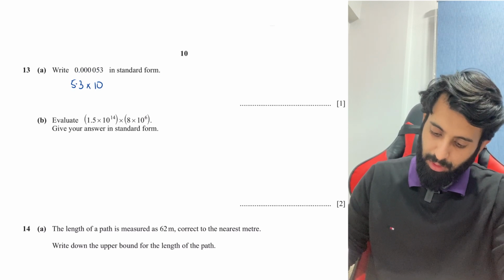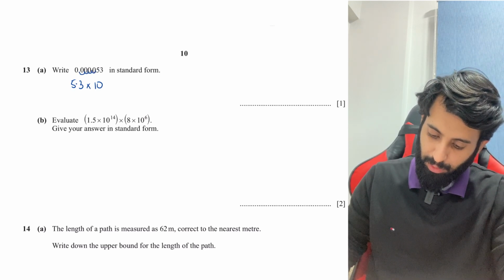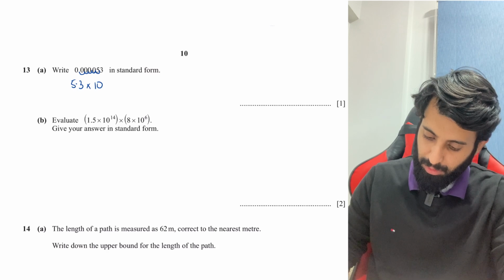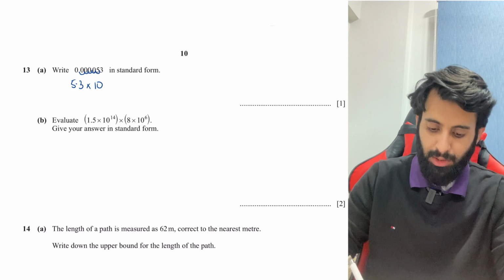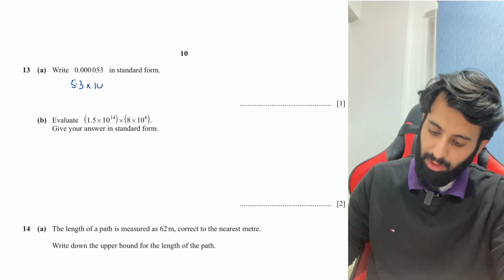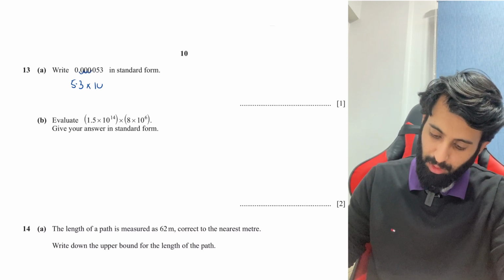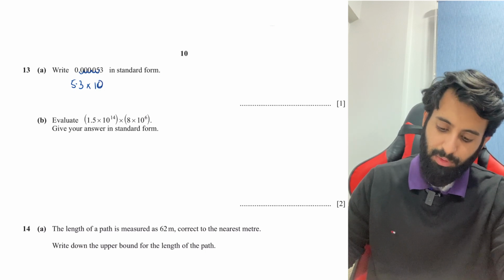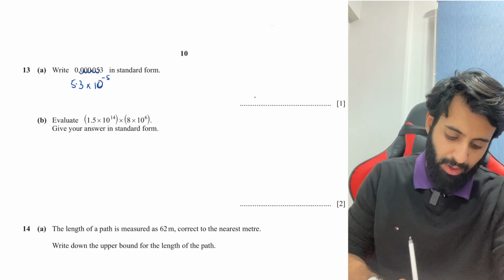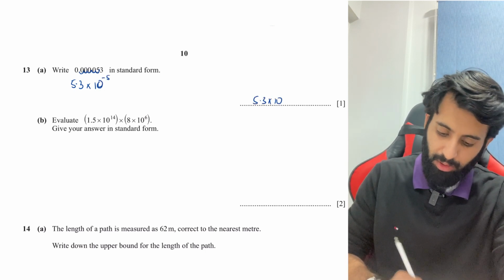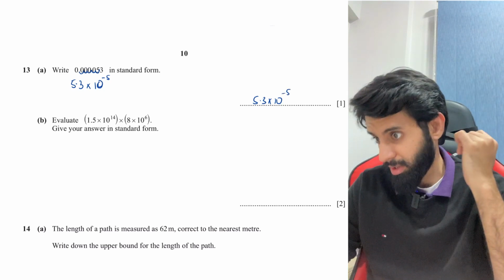Okay, so 1, 2, 3, 4, 5. Let me double check. 1, 2, 3, 4. 1, 2, 3. Sorry about that. Let's just do it one more time. 1, 2, 3, 4, 5. Yeah, so 5 places forwards, which means that the power is going to be minus 5, and there you go. That's your final answer: 5.3 times 10 raised to the power minus 5, which is the correct answer.